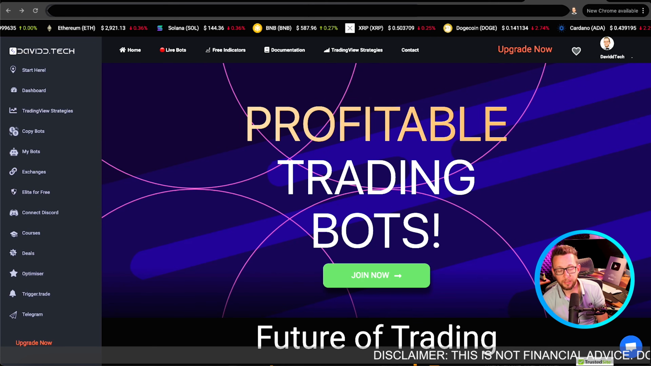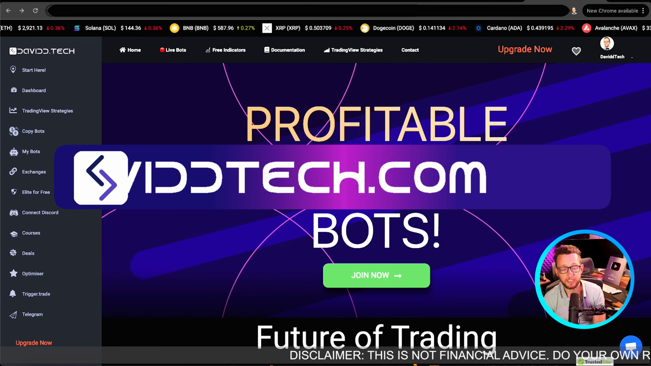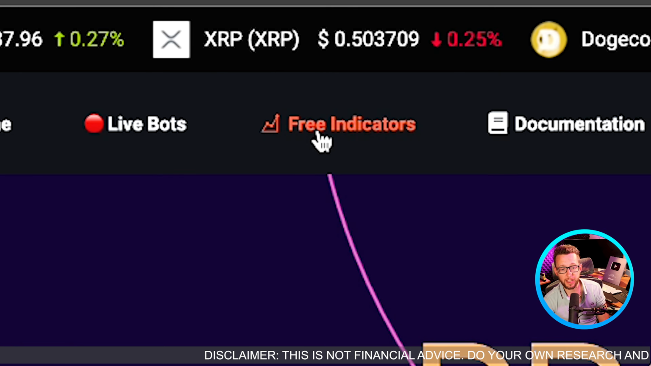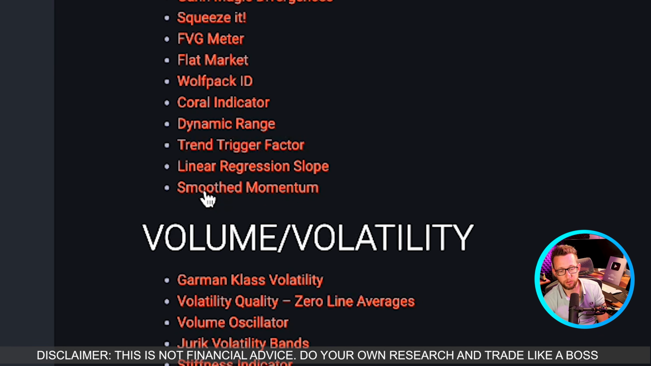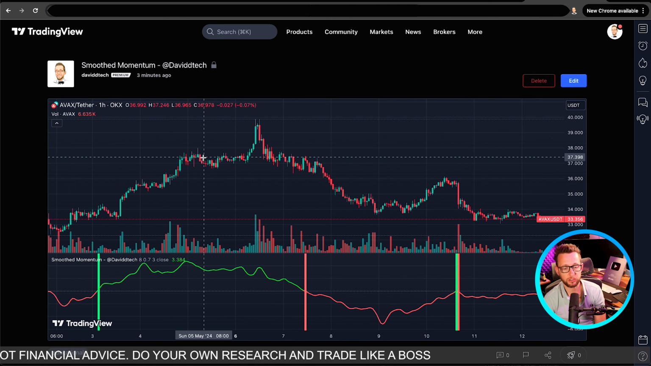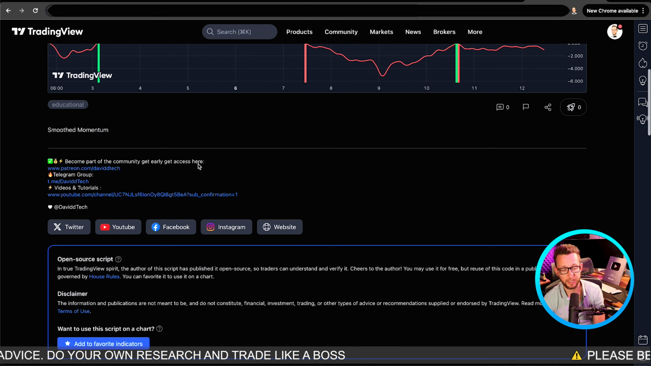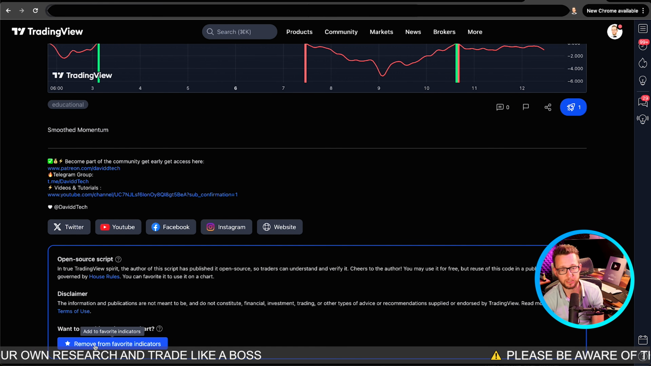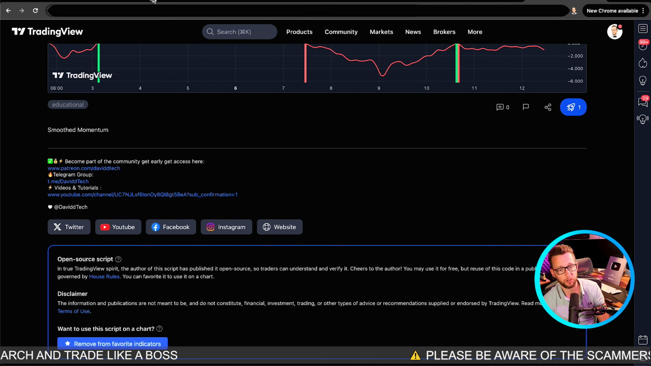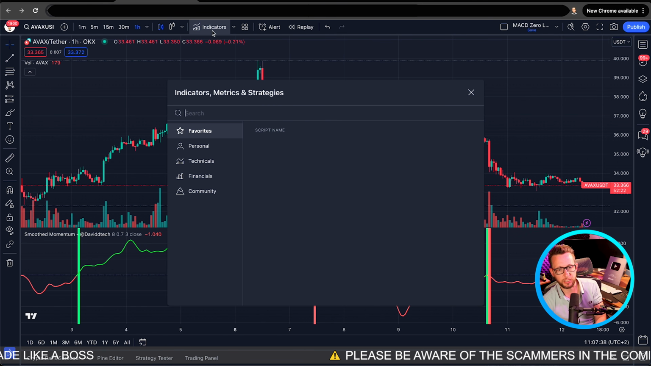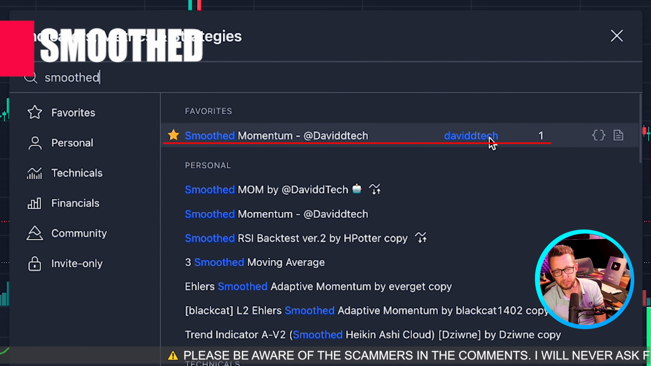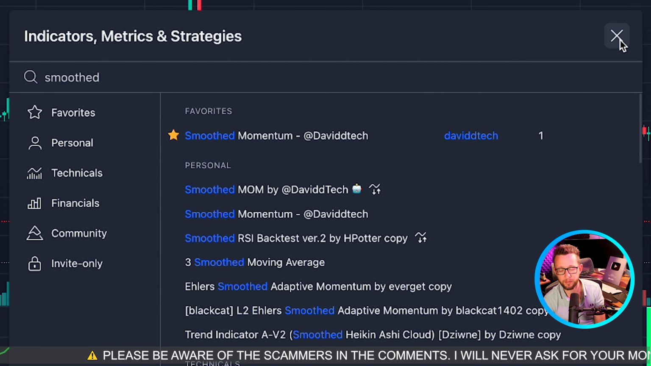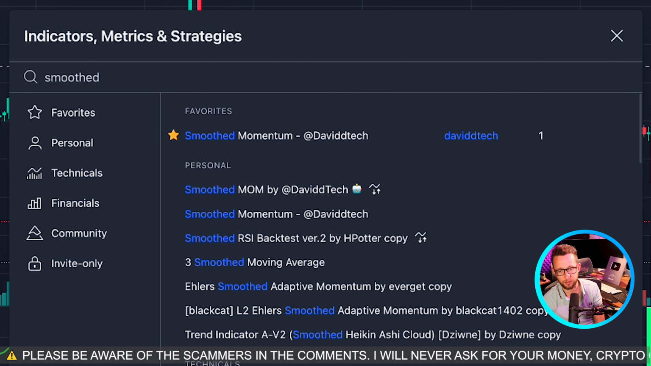Okay, to add the indicator, you go over to davidtech.com, go over to free indicators at the top here. You scroll down and you go to the confirmation area and you'll find the smooth momentum just there. You'll click on that, go over to Tradingview, scroll down a little bit. It is an open source script, add it to your favorites, and then we'll go back over to Tradingview. I've added it to my screen here. You just literally go to indicators at the top and type smooth momentum by David Tech, and as you can see, it is this one here. Give it a favorite and you'll be able to find it very easily in your favorites.